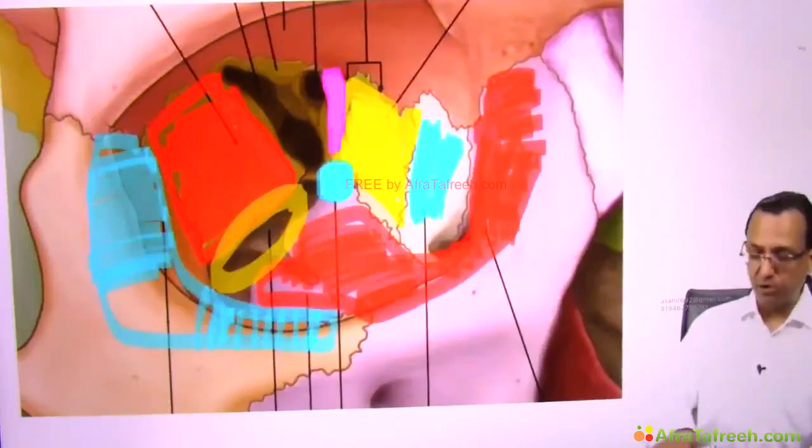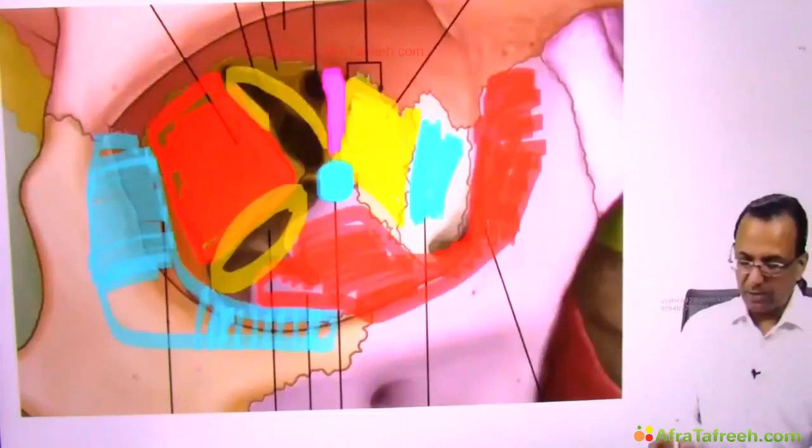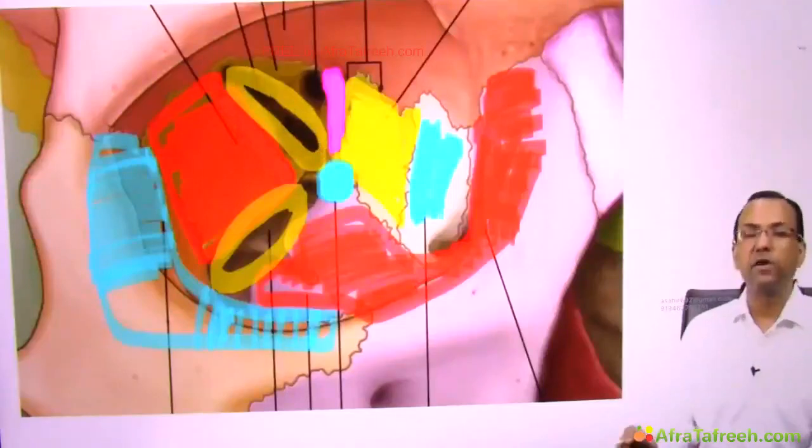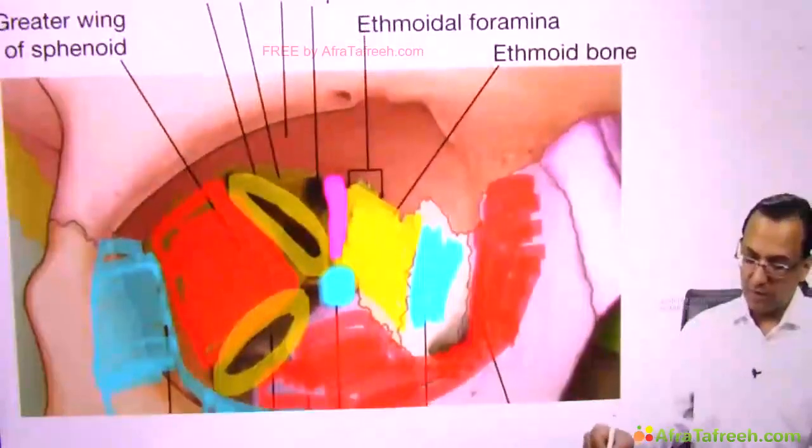Yes. Can you tell me about superior orbital fissure, where it is? Superior orbital fissure is a gap between lesser wing, greater wing of sphenoid. If you say lesser wing, greater wing of sphenoid, then who is this here?